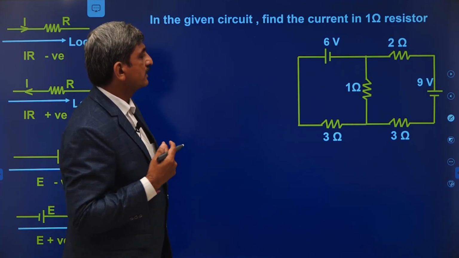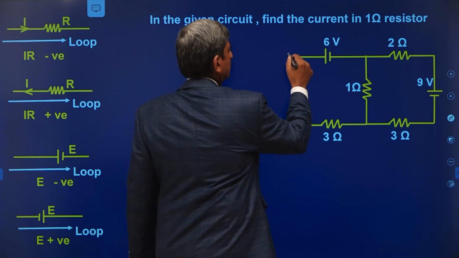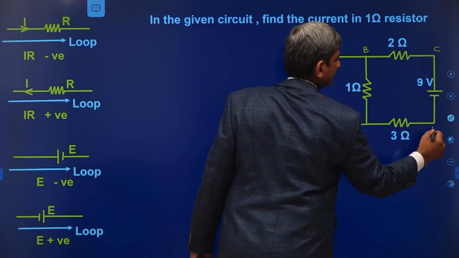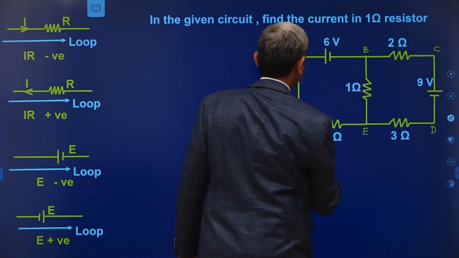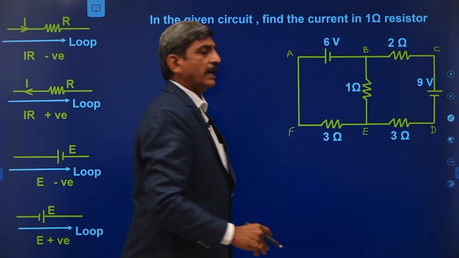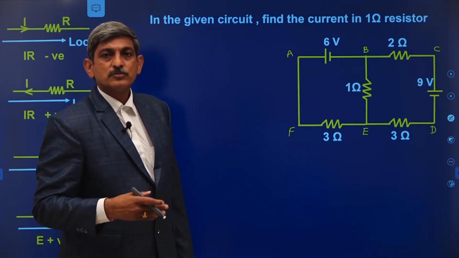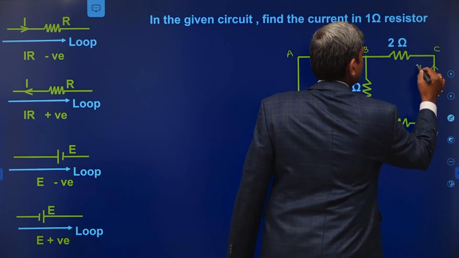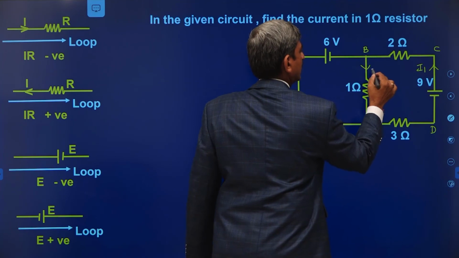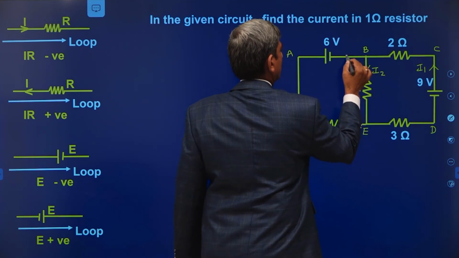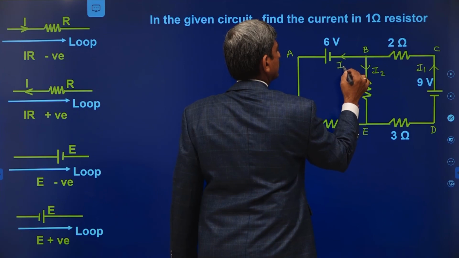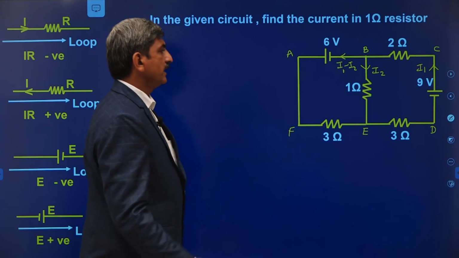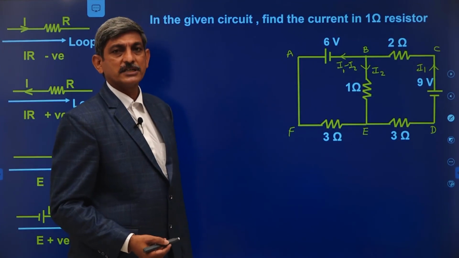And for that purpose, here also let us assume different points at the different branches, at the different parts of the circuit. And in the different branches, let us assume different currents. Let it be I1, let it be I2, and let it be I3, which is equal to I1 minus I2. Okay? In various branches, I assumed various currents.